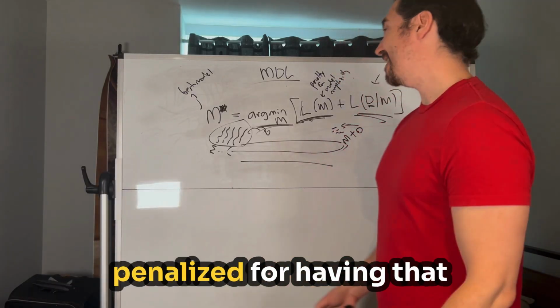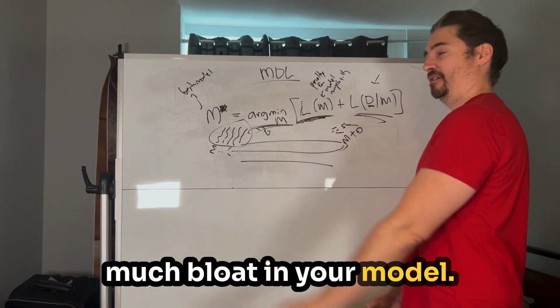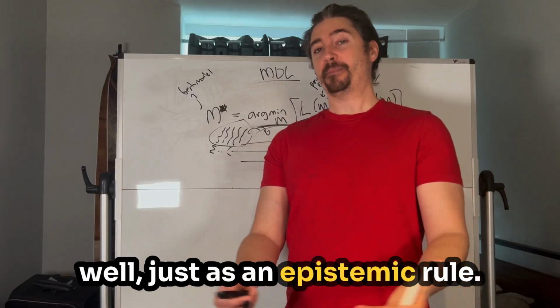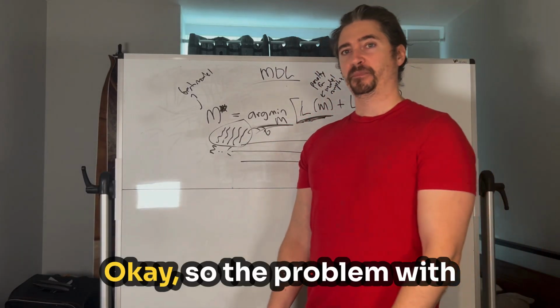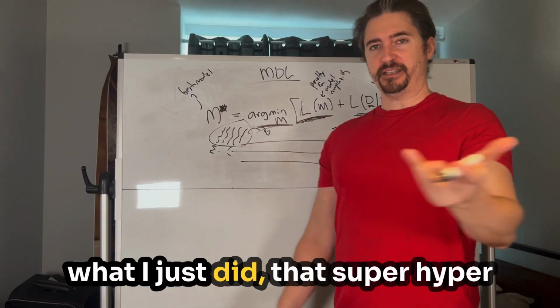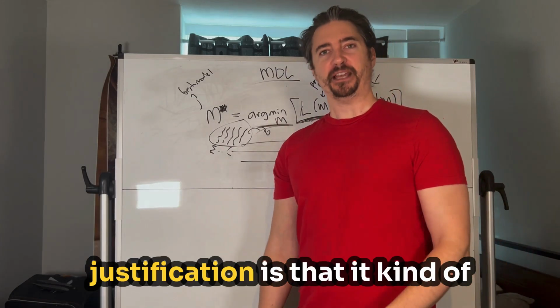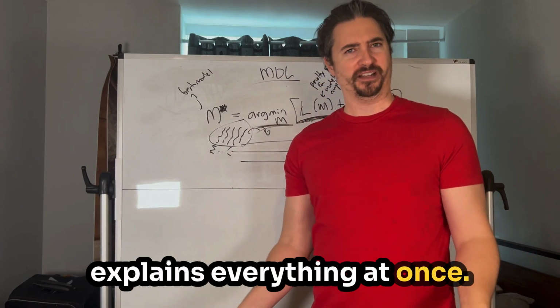And you should be penalized for having that much bloat in your model, because those don't tend to work well just as an epistemic rule. They don't work well in science. They don't work well in decision making. Okay. So the problem with what I just did, that super hyper-rationalized explanation or justification, is that it kind of explains everything at once.